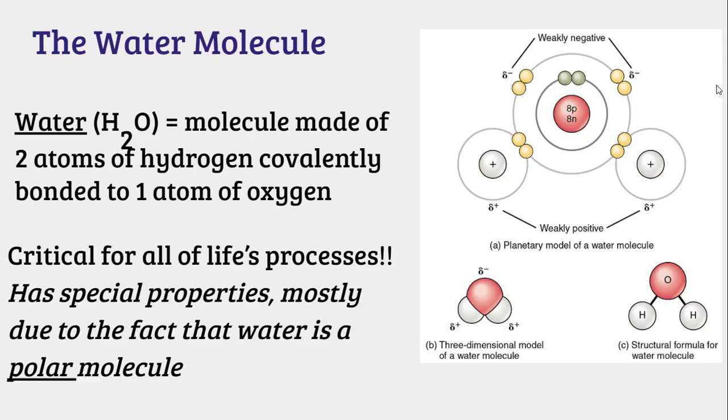And so here, I'm just going to add a little bit more to our video in concept number 2. We're going to be discussing the properties of water. As previously stated, we know water is H2O. We know it's a molecule made up of two atoms of hydrogen and one atom of oxygen. We know that it's critical for all life processes and has a very special property, mostly due to the fact that we consider it to be a polar molecule.